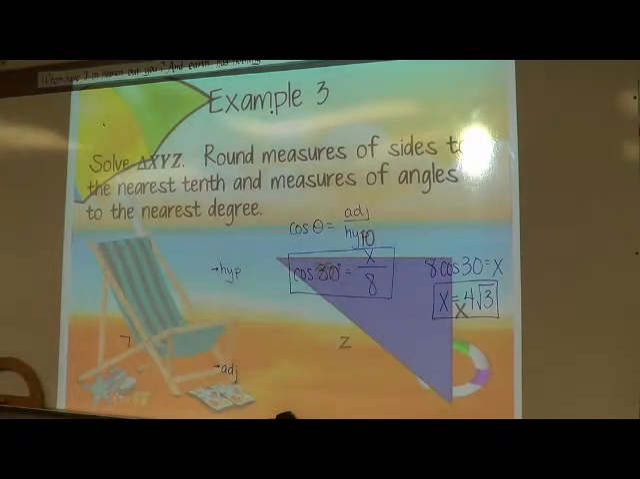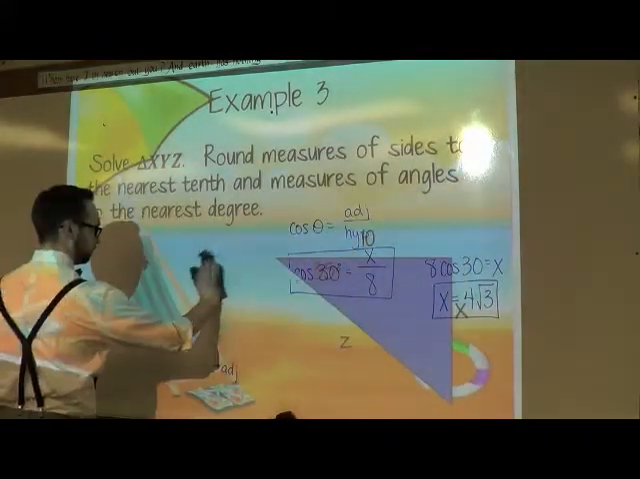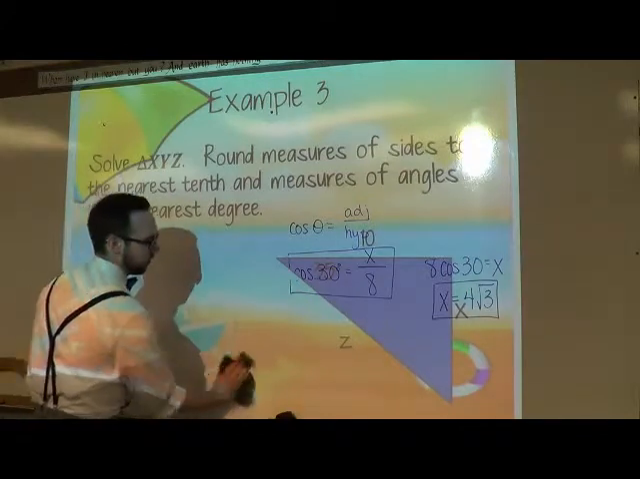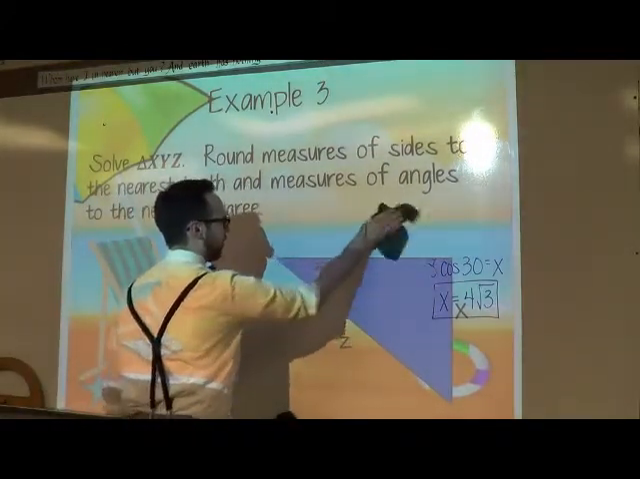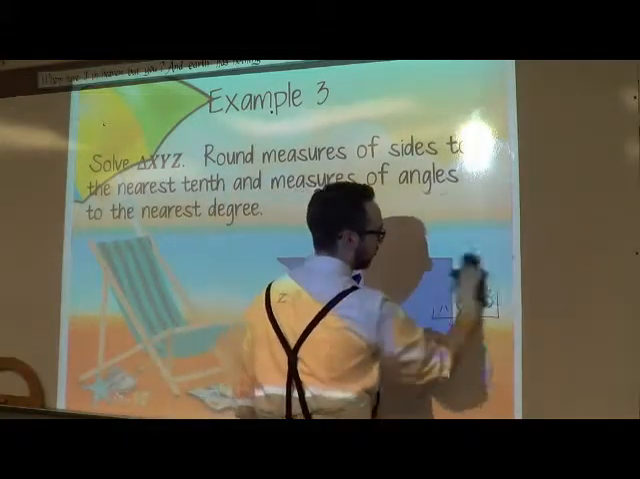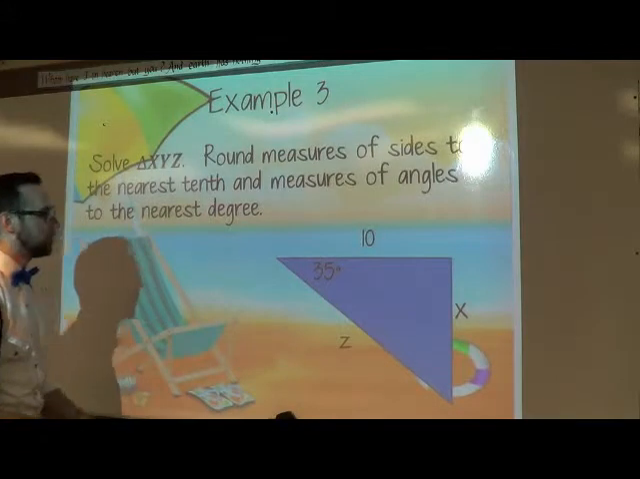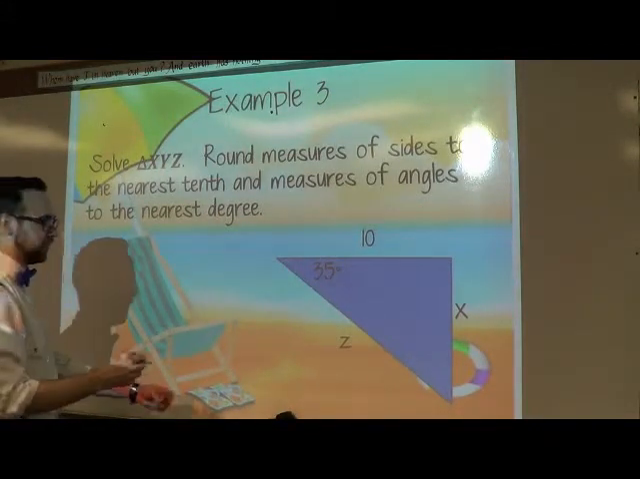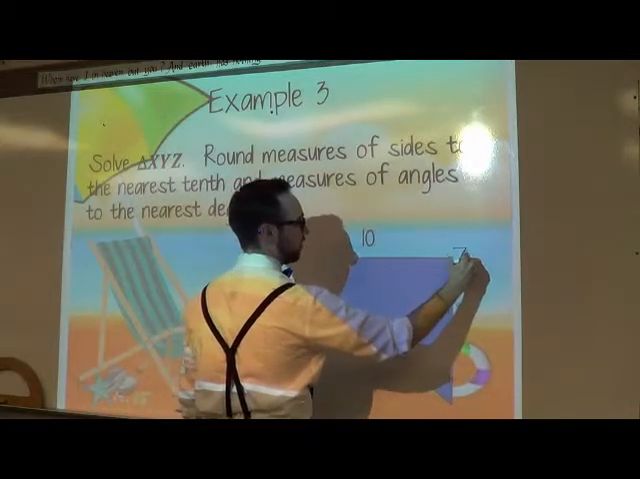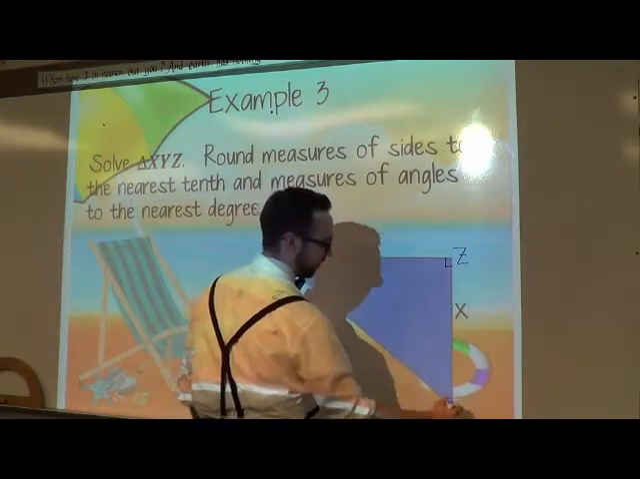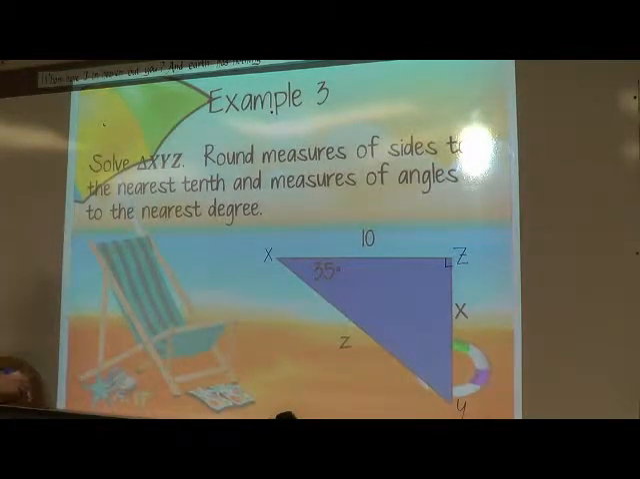Alright, my next two examples are going to be a little more involved. On your papers, you'll notice that you have the triangle, and they ask us to solve the triangle. They give us x, our right angle is angle z, and down here is y. So it says solve x, y, z.